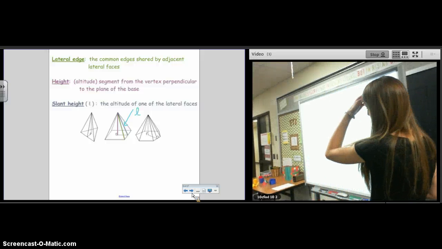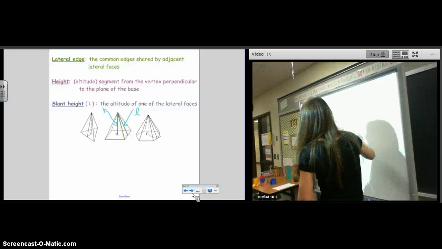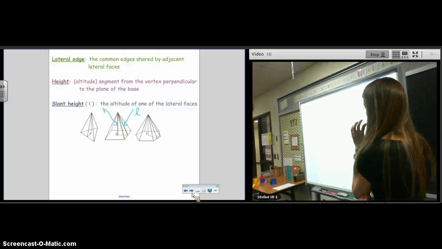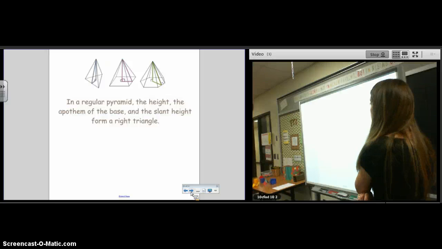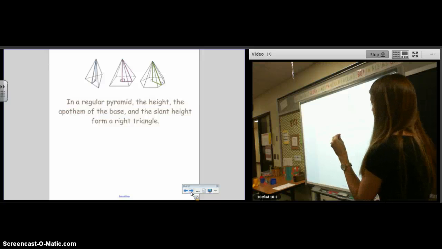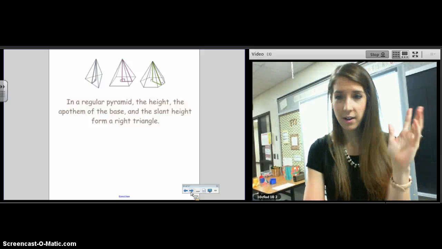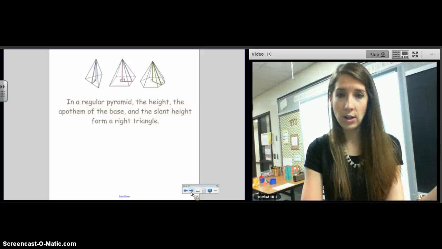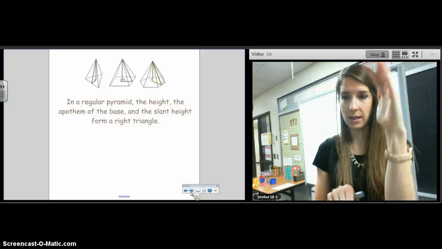We name it with a cursive L. And the purple one is the height. The blue one is the slant height. When you join the height, the apothem of the base, and the slant height, you're going to get a right triangle every time. So we're going to be using Pythagorean theorem or 30, 60, 90 or whatever comes up, but we've got more right triangles involved with the height, the slant height, and then the apothem of the base.